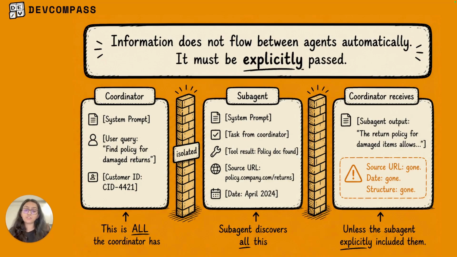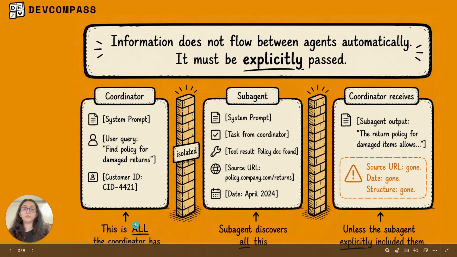When the sub-agent completes and returns its output, the coordinator receives exactly what the sub-agent chose to include in its response. No more. If the sub-agent summarized its findings and dropped the source URLs, the coordinator never had those URLs to begin with. If the sub-agent flattened structured data into plain text, the coordinator receives the plain text. The coordinator cannot reach into the sub-agent's context and retrieve what was dropped. It's gone. It's just gone.